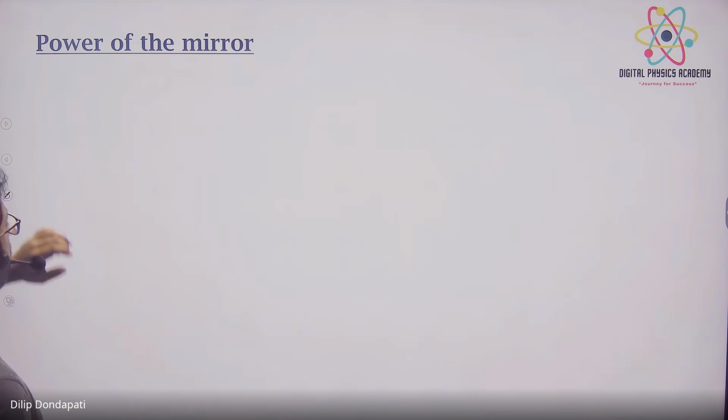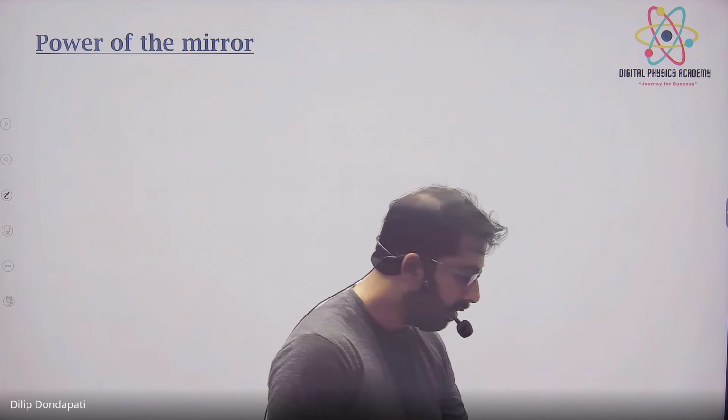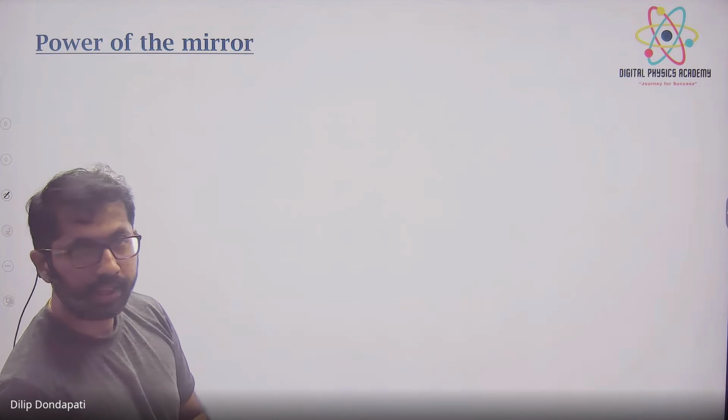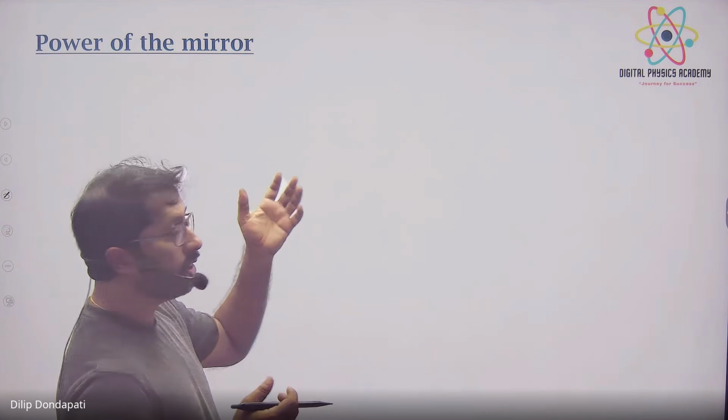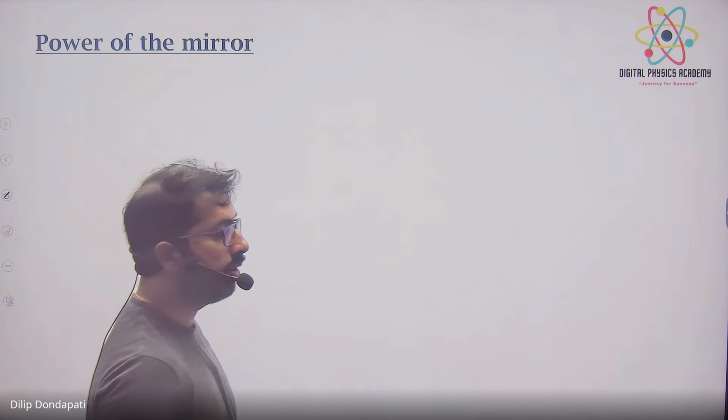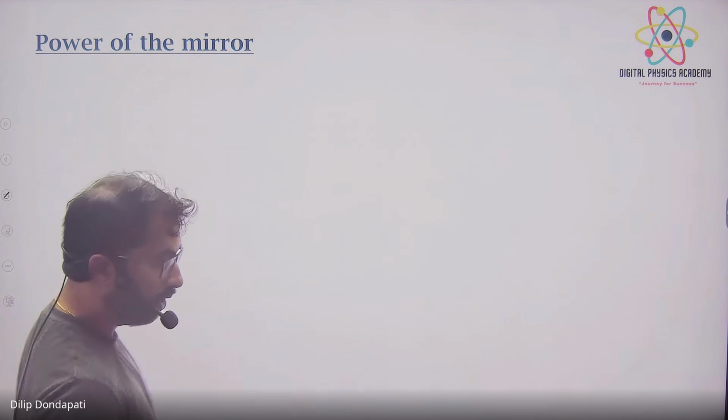So now keep reading. Power of the mirror. Mirror में भी power रहेगा. Power का formula, power means formula. Power means ability of the rays to converge or diverge. Ability of the rays. Okay, देखो. Ability to converge rays is called power. Ability to converge or diverge rays is called power.